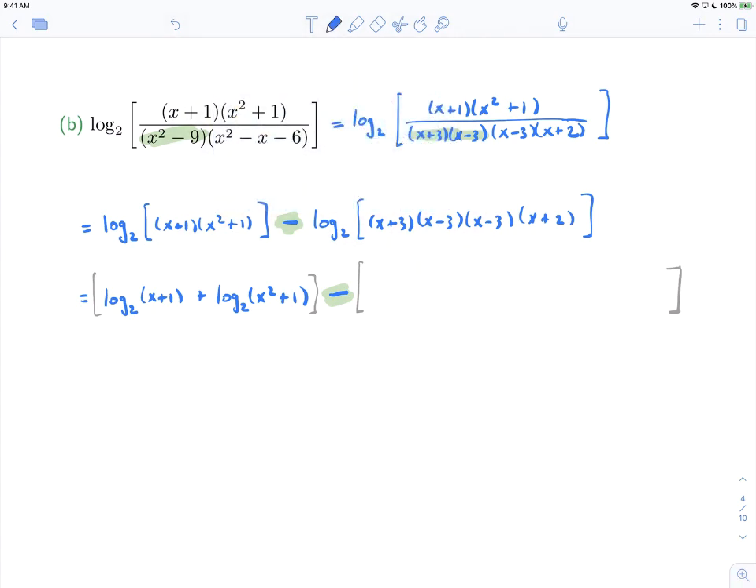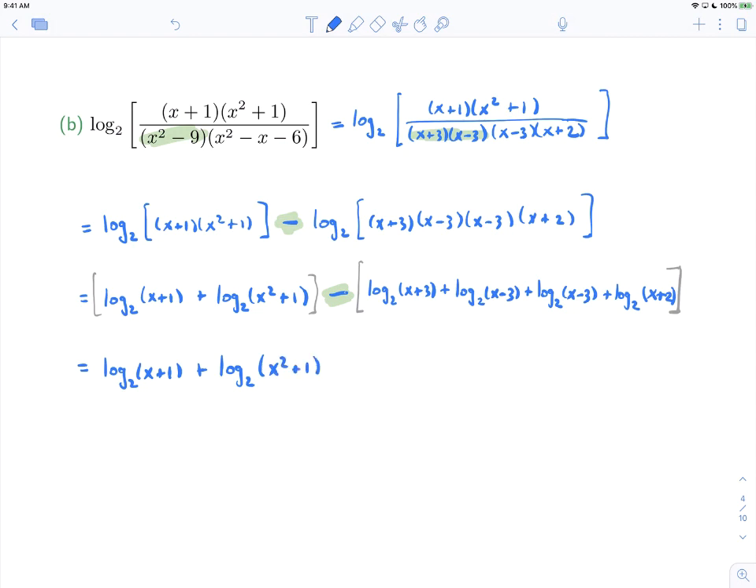Okay, so this is going to be log base 2 of x plus 3 plus log base 2 of x minus 3 plus log base 2 of x minus 3 plus log base 2 of x plus 2. So now what I want to do is subtract all of these. So this is going to be log base 2 of x plus 1 plus log base 2 of x squared plus 1. And now we just subtract every one of these.